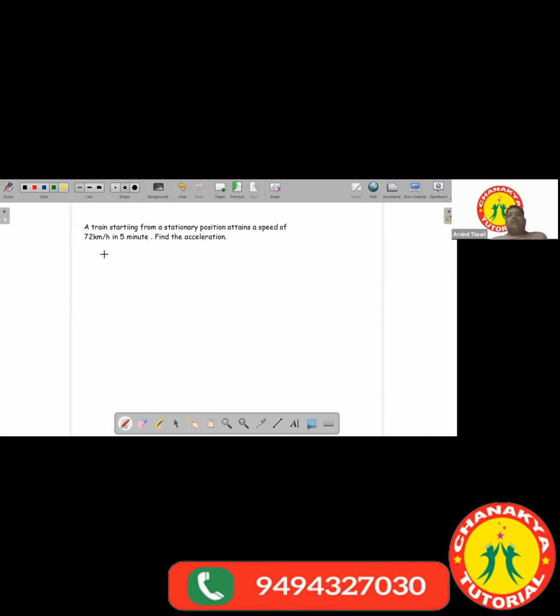So let's check. We have here initial velocity as 0 since the train starts from rest. Final velocity we have 72 km per hour, so this should be converted to meter per second. 72 converted to meter per second would be 72 multiplied by 5 over 18, so you get 20 meter per second. Now you just need to convert the time. Time is given as 5 minutes, and 1 minute equals 60 seconds, so 5 minutes is equal to 300 seconds.